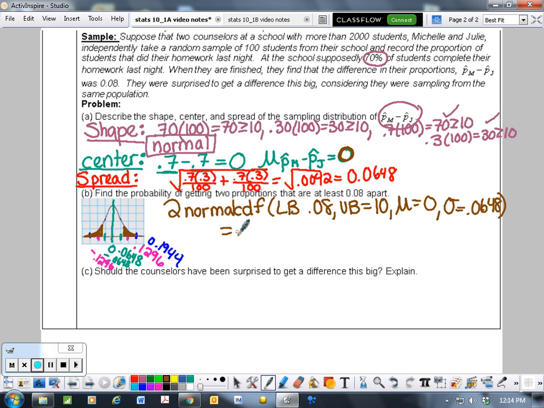So we're going to use that to calculate the probability of getting two proportions that are at least 0.08 apart. So let's see, 0.08, 10, 0, 0.0648. And we get a probability, I forgot to times by 2, of 0.21699. So that's a pretty high probability. Should the counselors have been surprised to get a difference this big? No.